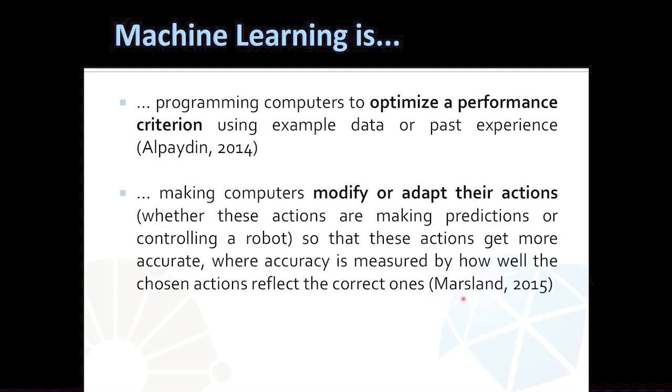Marsland defines machine learning as making computers modify or adapt their actions, whether these actions are making predictions or controlling a robot, so that these actions get more accurate, where accuracy is measured by how well the chosen actions reflect the correct ones.